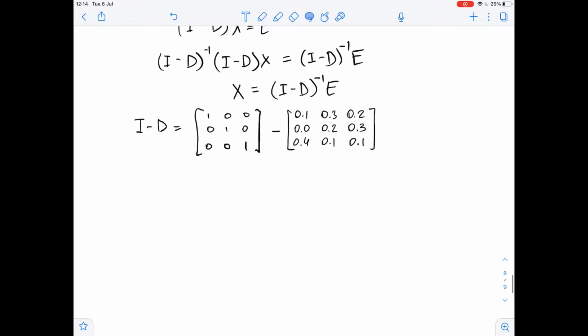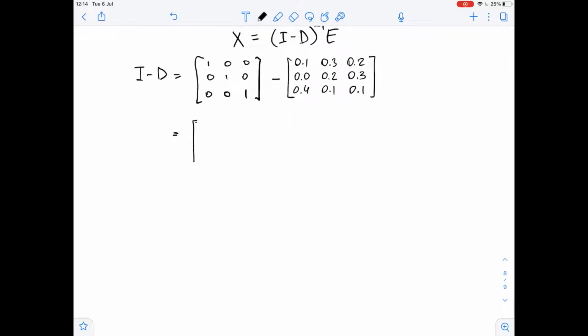So here we get 1 minus 0.1, which is 0.9, then 0 minus 0.3, which is negative 0.3, then 0 minus 0.2, negative 0.2, 1 minus 0.2, 0.8, then negative 0.3, negative 0.4, negative 0.1, and 0.9.